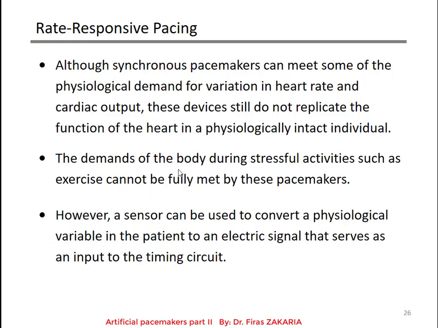So we need to develop this pacemaker and add new functions to it. Surely these functions will be monitoring functions, so we have to introduce sensors into the system, and these sensors monitor the beating of the heart. Then, based on the beatings, on the ECG signal generated, on the number of beats let's say per second, the pacemaker generates the stimulus. So we can use a sensor here. A sensor can be used to convert the physiological variable in the patient to an electrical signal that serves as an input to the timing circuit.